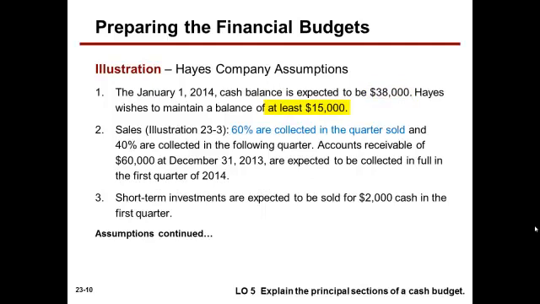The beginning of the assumptions: sales. 60% are collected in the quarter sold, and 40% are collected in the following quarter. The beginning balance of accounts receivable of $60,000 will be collected in the first quarter of 2014, which is our budget year. Other assumptions: short-term investments will be sold in the first quarter.